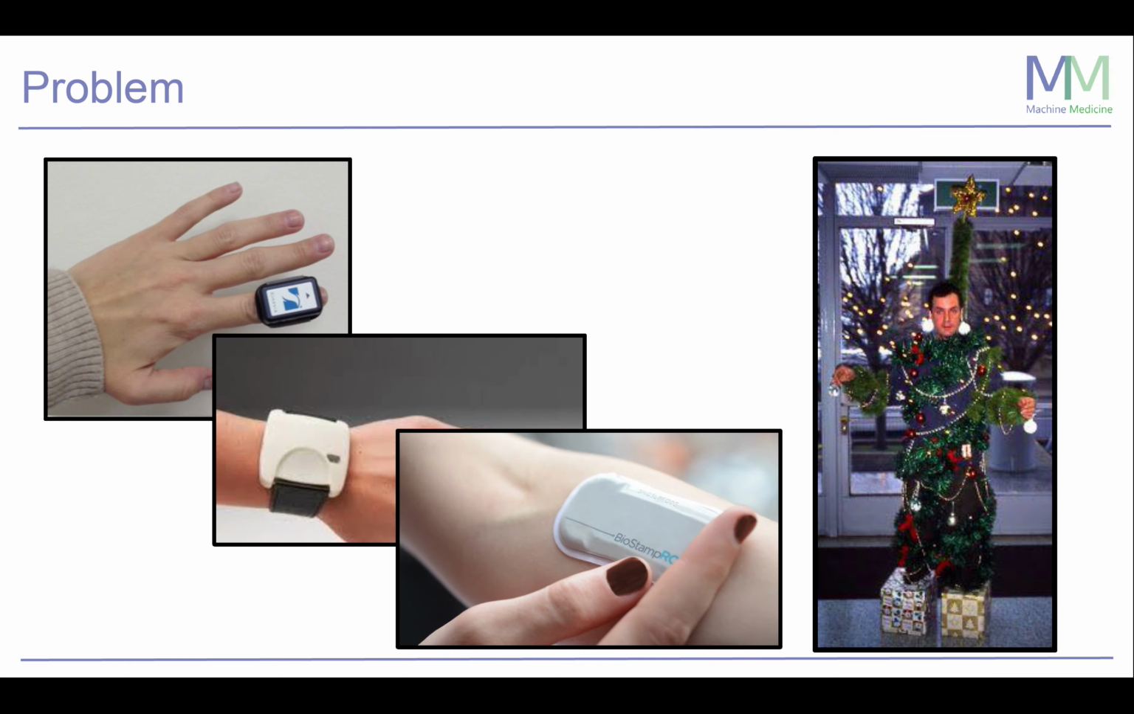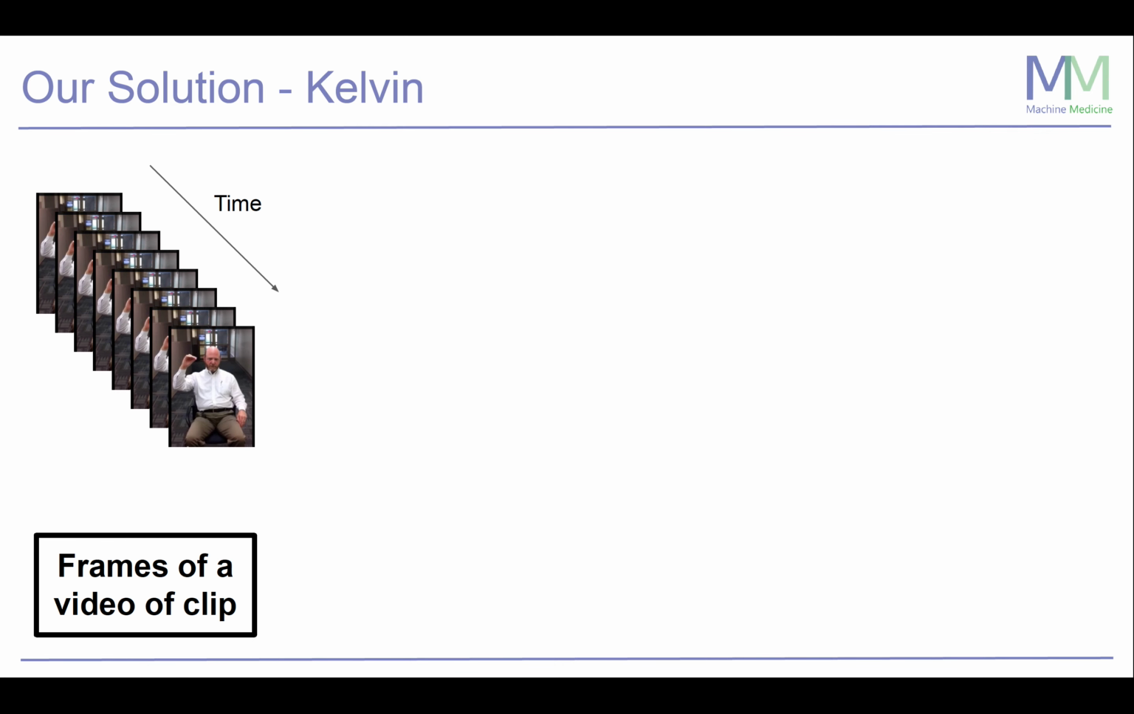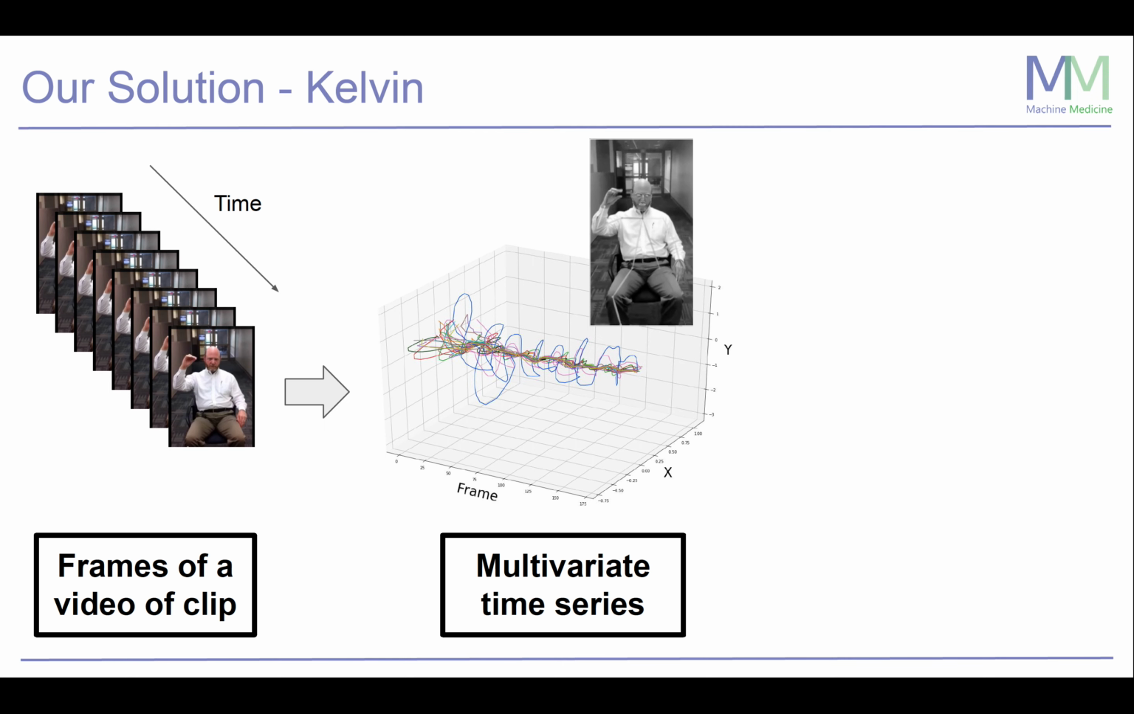Now, at Machine Medicine, we have come up with a radically different approach. Our solution, Kelvin, requires nothing more than monocular video clips that can be obtained by using any standard smartphone or tablet that's available on the market for between $100 and $200. From this video that we can capture through these commoditized devices, we can then split the videos into frames, and for each frame use a technology called pose estimation to track the precise location of the patient's body, and using that frame by frame we can extract a high dimensional time series that represents the patient's movement.